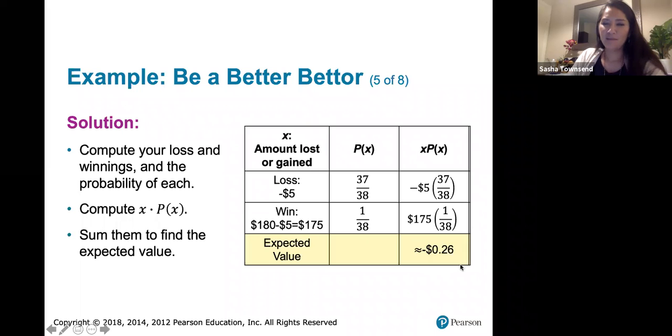So it's definitely stacked in the house's favor. You are going to tend to lose, but you're not going to tend to lose much per game. You're just losing 26 cents per game. Now, that 26 cents per game can add up if you're playing a lot of games. So that's our expected value for playing roulette.